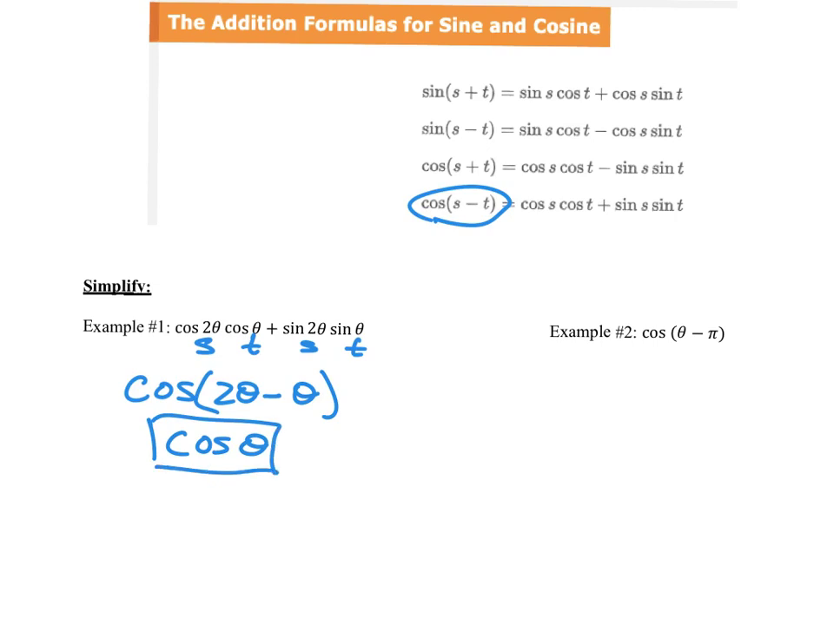Example 2. All right, so this can be my s, this can be my t. So then, since I'm doing cosine theta minus pi, we can write this as cosine theta cosine pi plus sine theta sine pi.